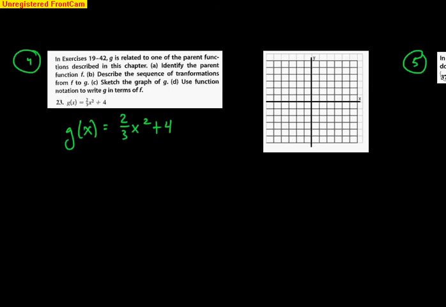So first thing is the parent function. Parent function is x squared. Over here, I'll graph it. 0, 0, 1, 1, negative 1, 1, and it's a parabola.